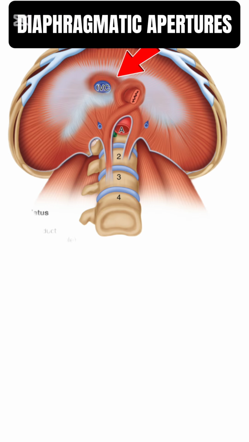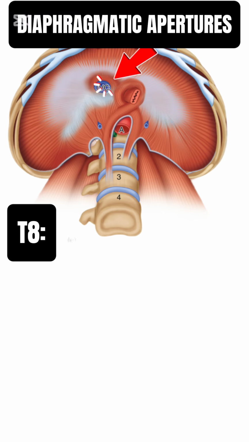This is the aperture for the inferior vena cava, also known as the IVC, which opens at T8 level. It is the opening through which the IVC passes through from the abdomen to the thorax. Let's designate it as V to represent the vena cava, that is the IVC.